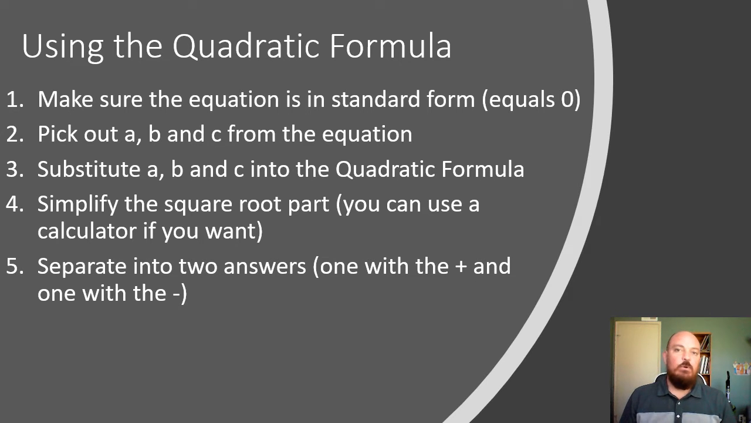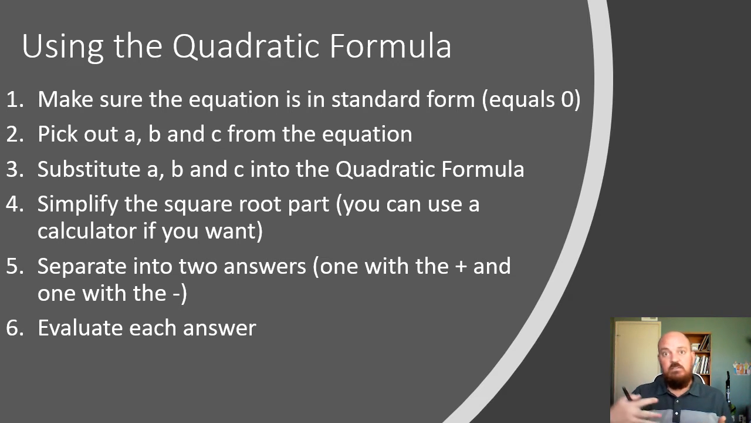Then, remember, the formula had that plus or minus in it. That's a formula way of saying there are two answers. And remember, just like when you're solving by factoring, you usually get two answers. That plus or minus is why you get two answers from the quadratic formula. So what you want to do is separate it. You're going to make two separate answers, one of them using the plus and one of them using the minus, and then evaluate each one. Each one is going to be fairly simple. It's going to be something plus something divided by something else, and the same thing with a minus in the middle.